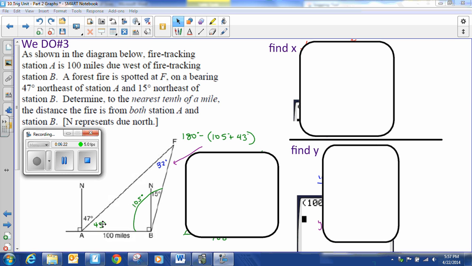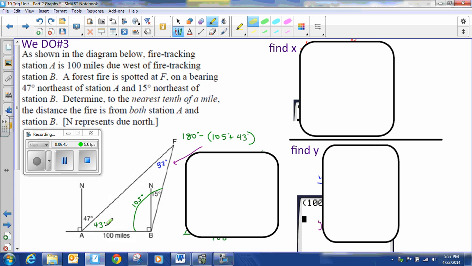So we're going to use a little bit of geometry here. We know if this is 47 degrees and this is 90, then this must be the complement of 47, which is 43 degrees. We also know that this is a right angle, and if this is 15 degrees, then 90 plus 15 is 105. Finally, since we know 43 degrees and 105 degrees, to find this last angle here, we just subtract all that from 180.